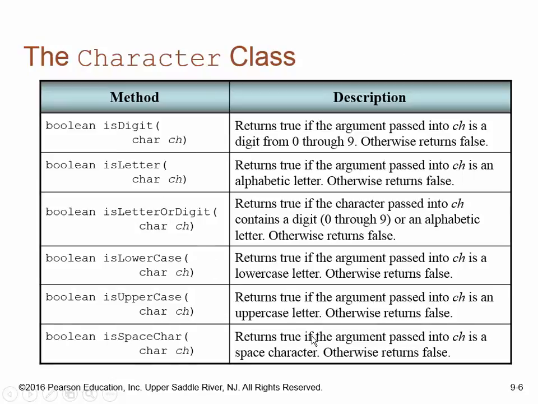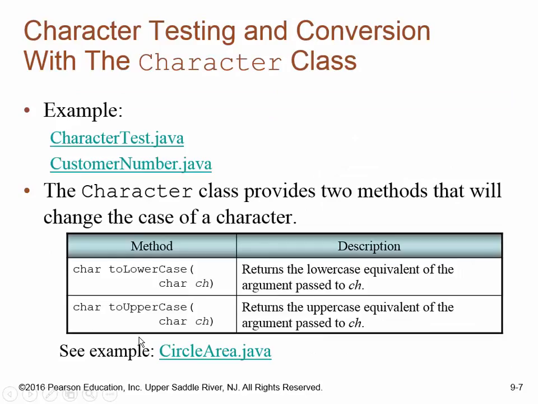Things like this. You can check whether what you put into that character is a digit or a letter or either one, in other words, whether it's alphanumeric. If it's lowercase, if it's uppercase, if it's a space character. And there's other things that you can do with it too. You can run actual methods on it to grab that character and make it lower or uppercase and do other things with it.